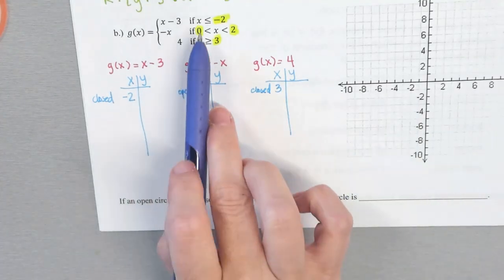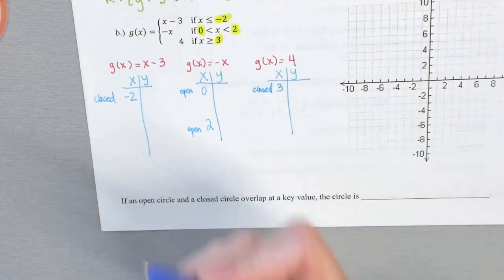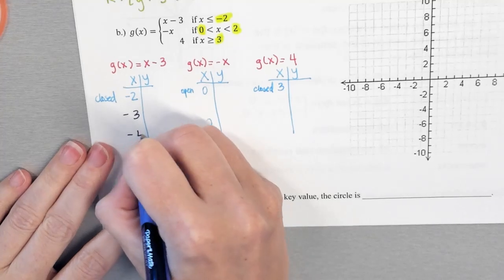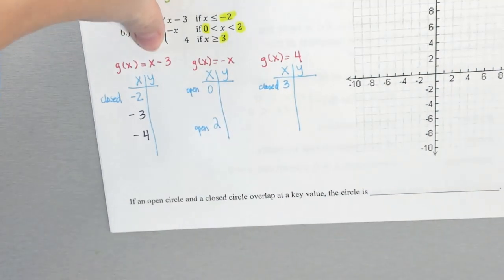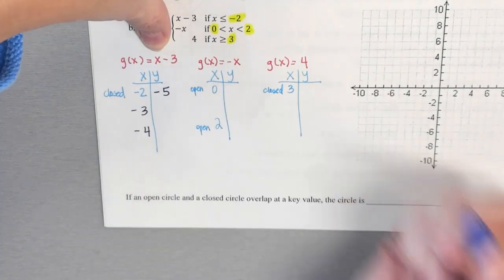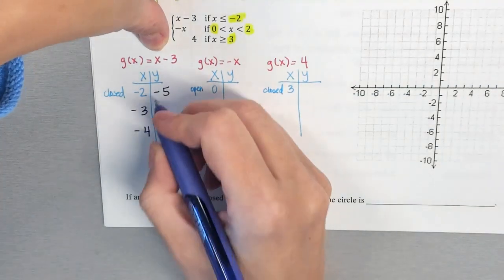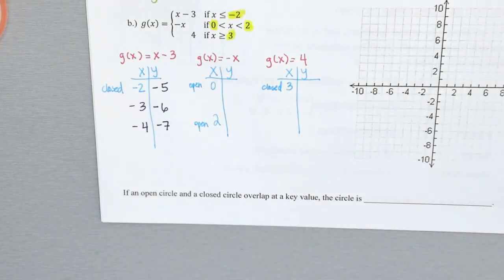All right, so this says x is less than or equal to negative 2. So I just pick values that are less than negative 2. So negative 2, negative 3, negative 4. And then you're just substituting them into your equation here. So negative 2 minus 3, negative 5. Negative 3 minus 3, negative 6. Okay, and then you can see you have the slope of 1, which is affecting your y value.